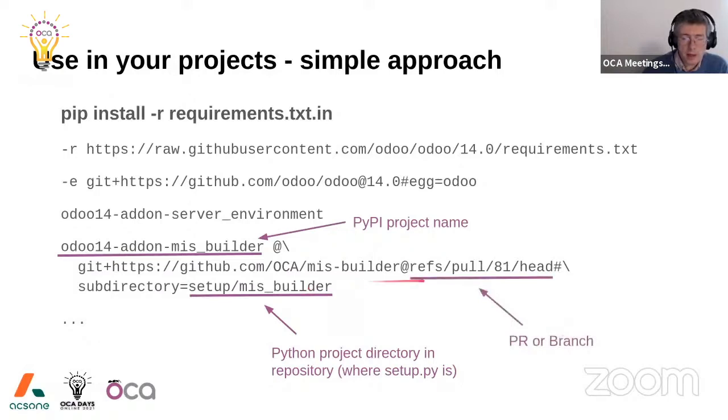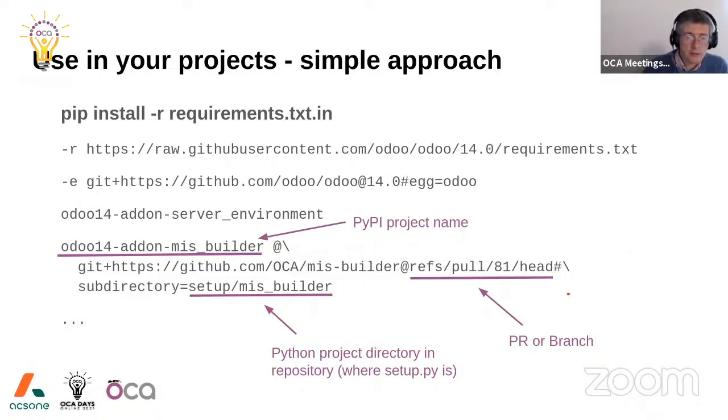And finally, you can give it the pull request or branch. If you don't say it, it's going to use the default branch. But you can use a pull request reference like this. And this way, you can include in your project pull requests you have created yourself or pull requests that have been created by others. And usually this is sufficient to do it this way.